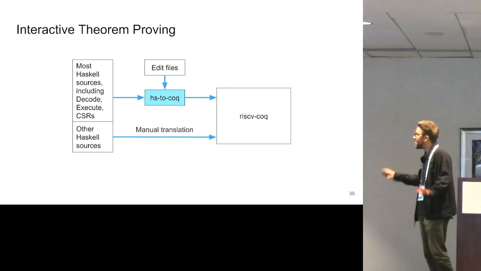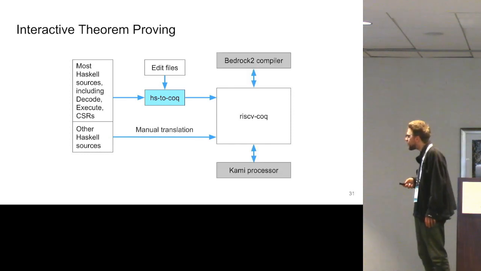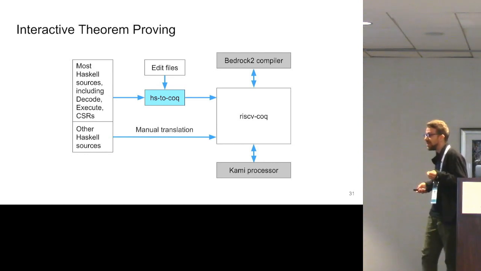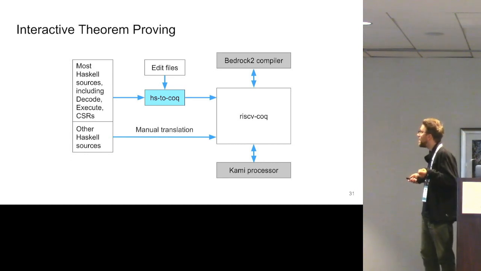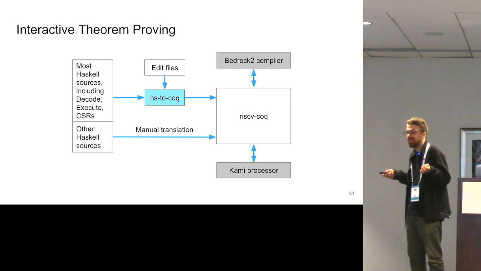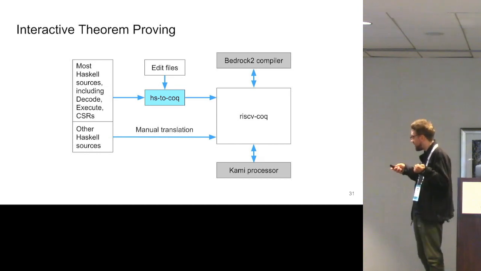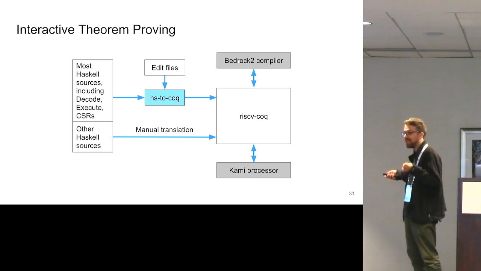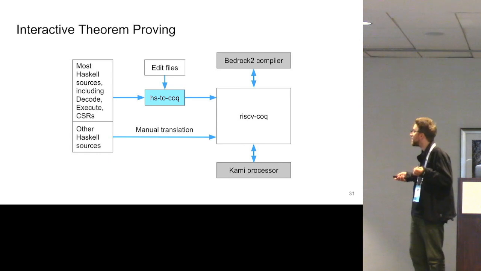So it's a pragmatic approach here. And then the cool thing is that this RISC-V Coq specification, we were able to use it as the interface between our Bedrock 2 verified compiler and our verified Kami processor. And I think this should be the main test case for such a specification. And as far as I know, we're actually the only ones who did both sides for an industrial strength instruction set architecture.